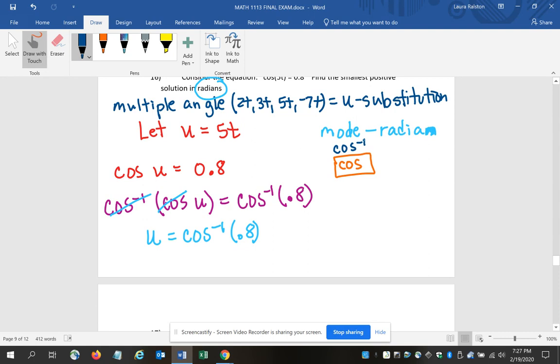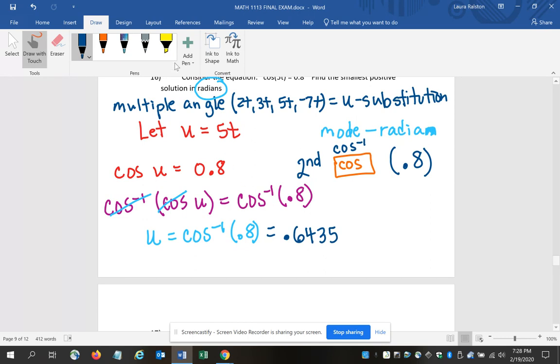And so I press the blue second button, then the cosine button, and I enter 0.8 and close the parenthesis. Again, ensuring that I'm in radian mode. So arc cosine of 0.8, I'm going to close the parentheses, and that equals 0.6435. Okay, and you round appropriately.